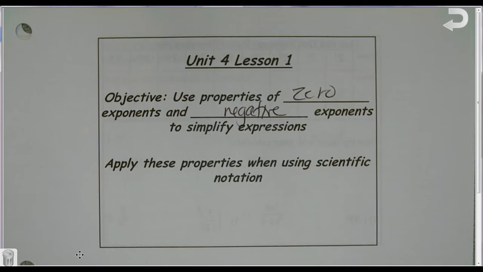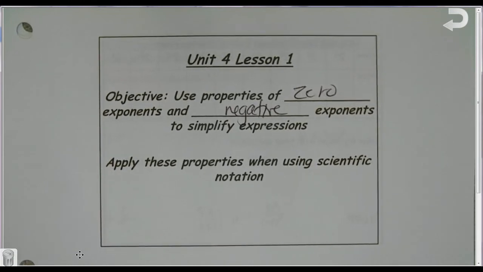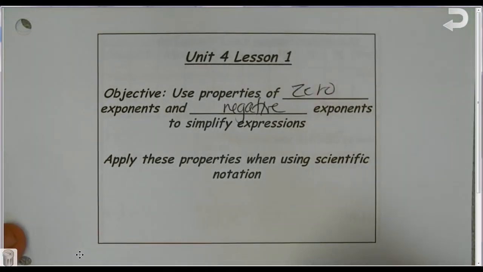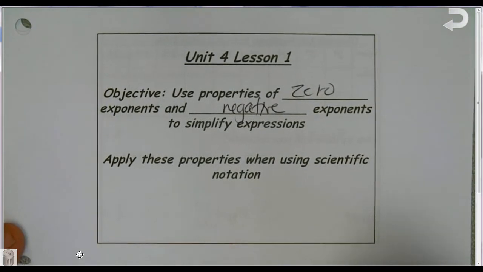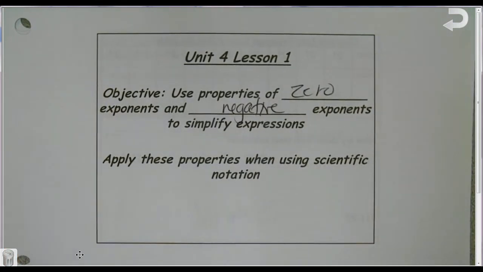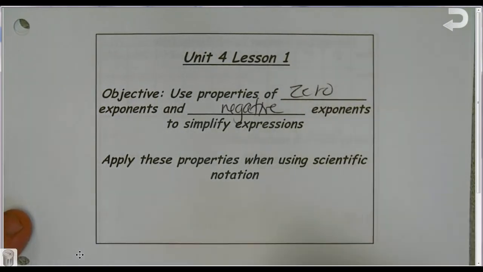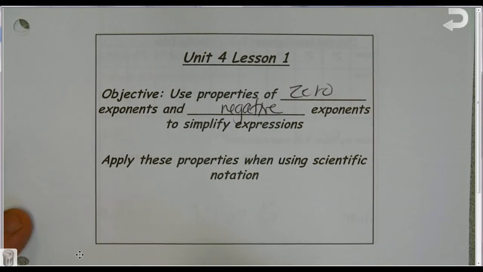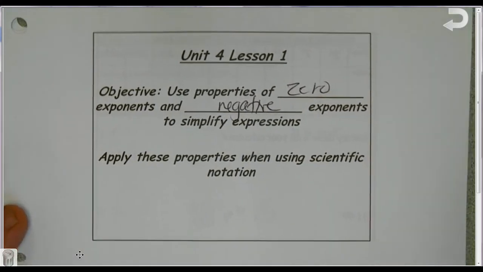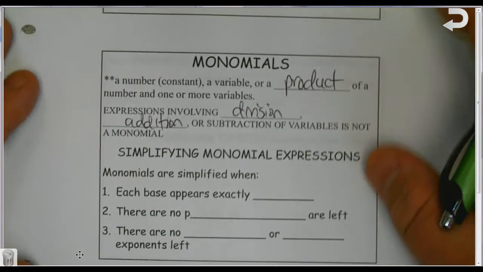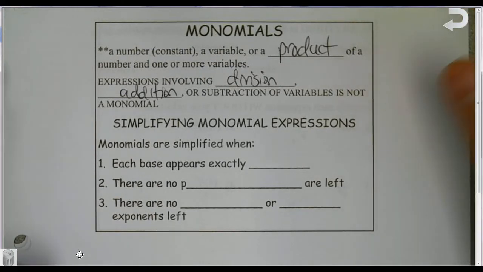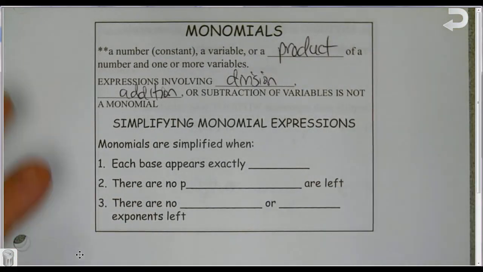First thing I want to talk about in Unit 4 is the monomial and polynomial chapter. A monomial is a number, a variable, or a product of a number and one or more variables. Expressions that involve division, addition, or subtraction of variables are not monomials. Okay? So again, a number, a variable, or a product of a number and one or more variables. If there's division, addition, or subtraction, that's not a monomial, that's a polynomial.